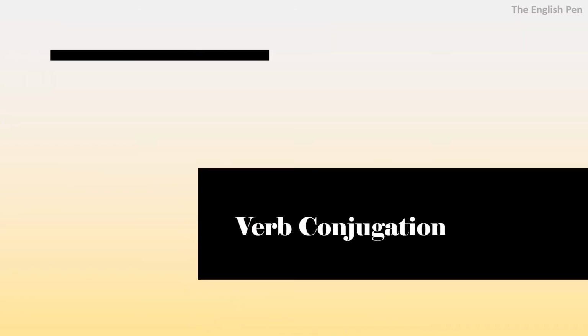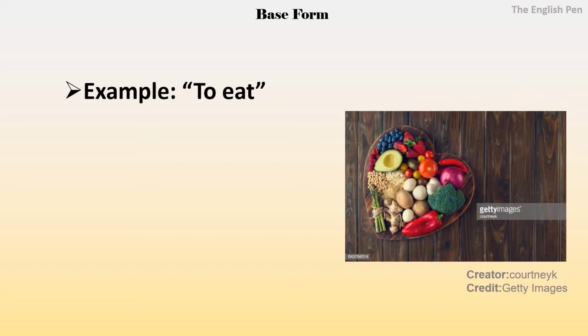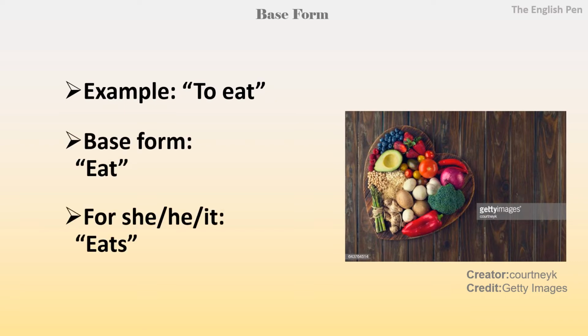Moving on to verb conjugation. Simple present tense uses the base form of the verb. For example, let's take the verb to eat. The base form of to eat is eat. However, when the subject is third person singular, an S is added to the base form. So it looks like this. For all other subject pronouns, nothing is added to the verb's base.